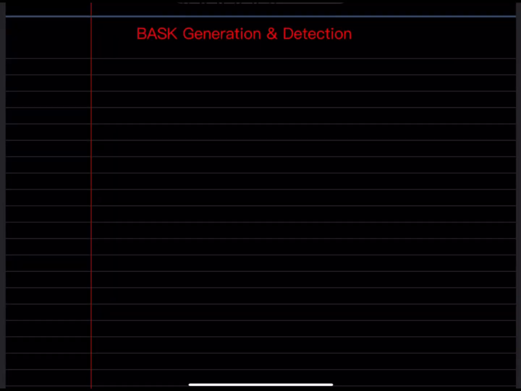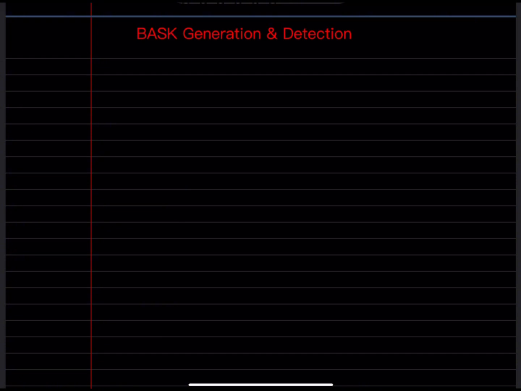You are welcome once again to this tutorial, in which we are going to talk about BASK generation and detection. But before that, I would like you to understand that there are different ways of doing the generation and the detection in terms of amplitude shift keying. Based on that, you can do asynchronous ASK detection, and you can also do synchronous ASK detection as well.